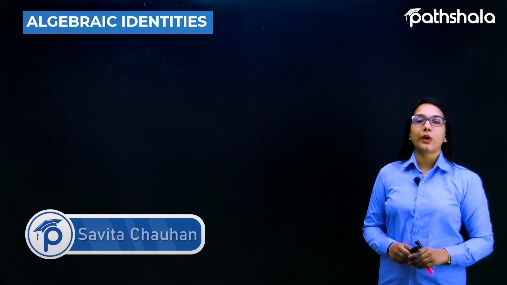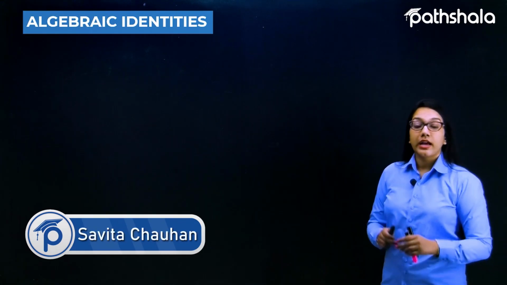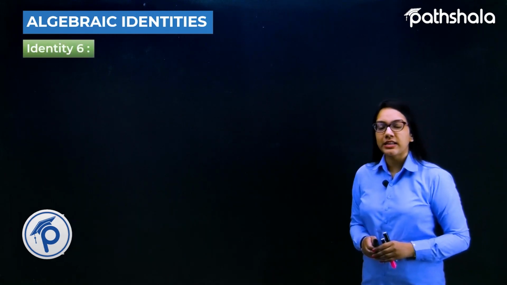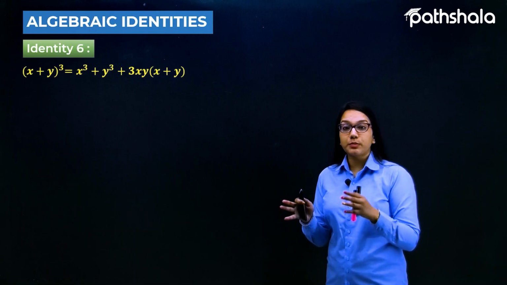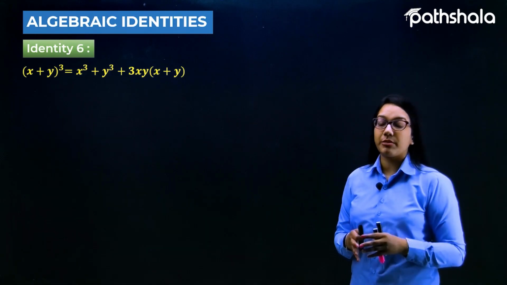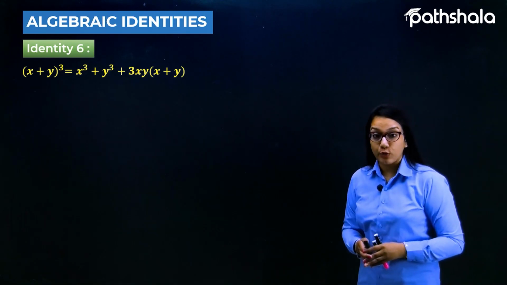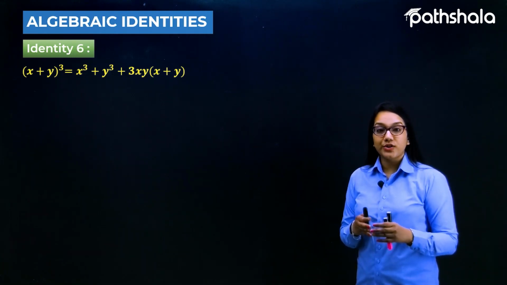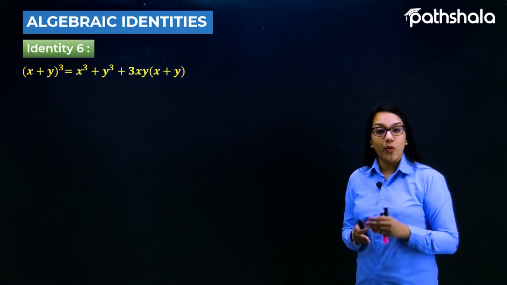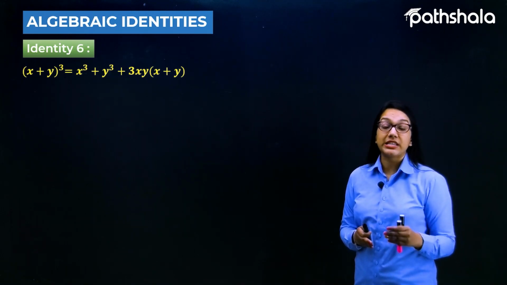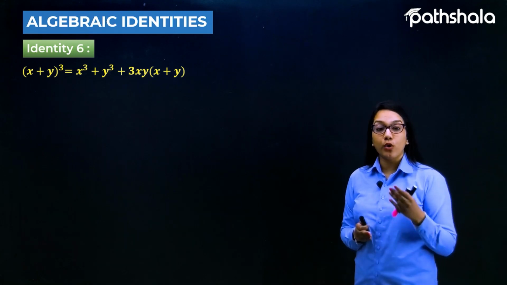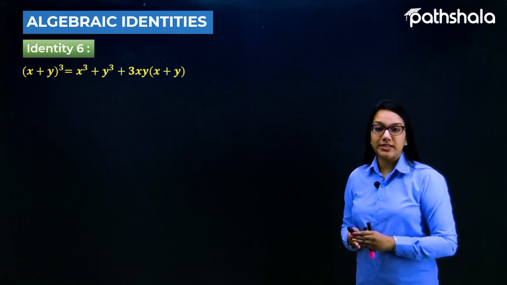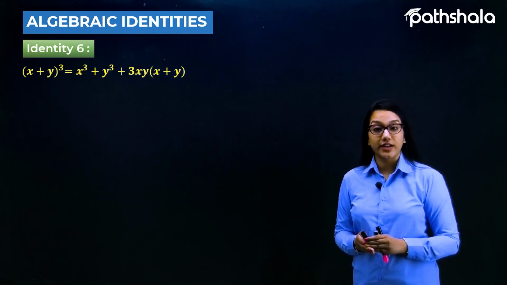Now let's further talk about the other identities except those 5 identities. So let's recall the 6th identity. The identity number 6 says that (x plus y) whole cube is equal to x cube plus y cube plus 3xy into (x plus y). So this is the algebraic identity which involves a whole cube term, (x plus y) whole cube, which is equal to x cube plus y cube plus 3xy into (x plus y).